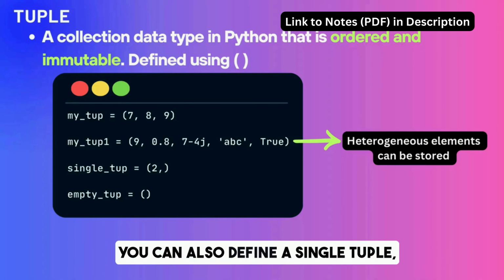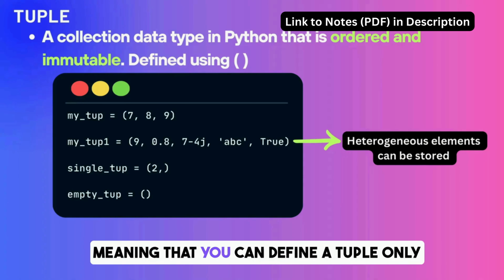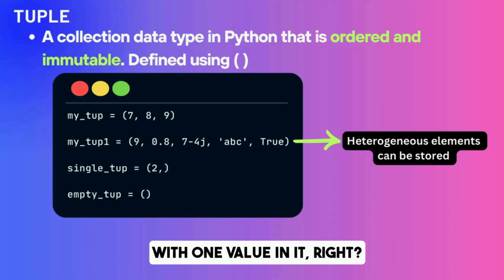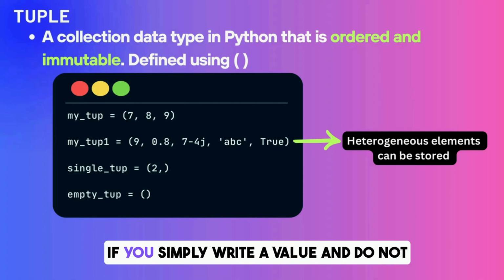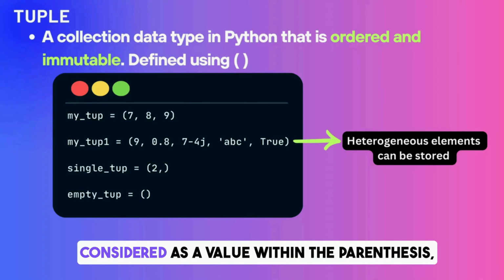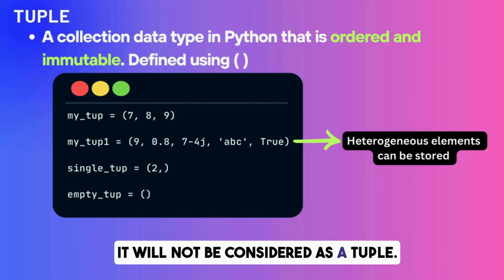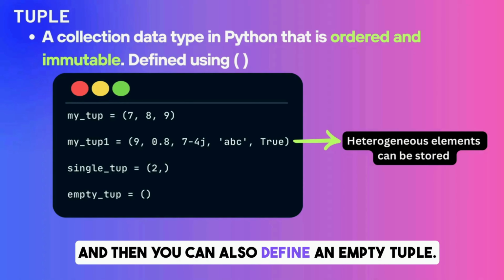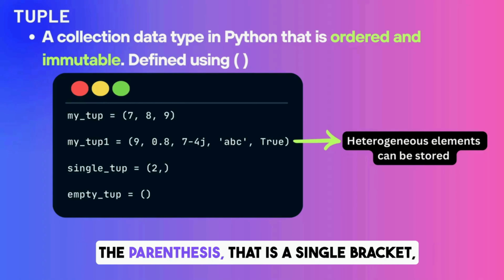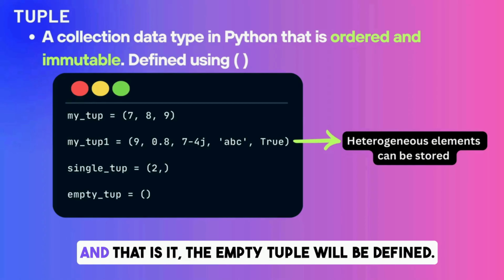You can also define a single-element tuple, meaning a tuple with only one value in it. But remember that it has to be defined with a comma. If you simply write a value and do not provide the comma, that will be considered as a value within the parentheses. It will not be considered as a tuple. And then you can also define an empty tuple. For an empty tuple, you just have to provide the parentheses, and that is it. The empty tuple will be defined.